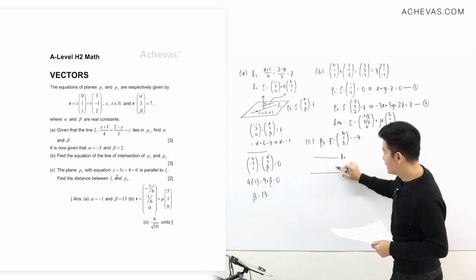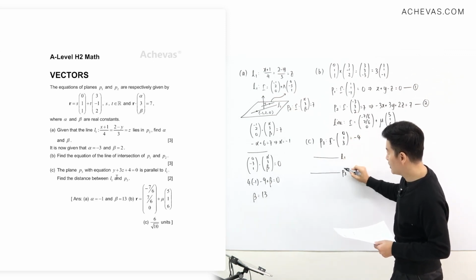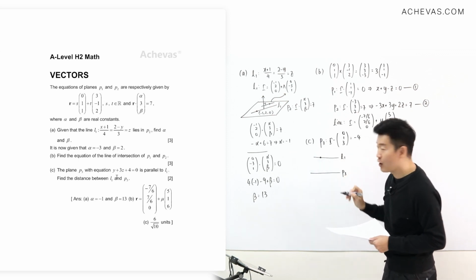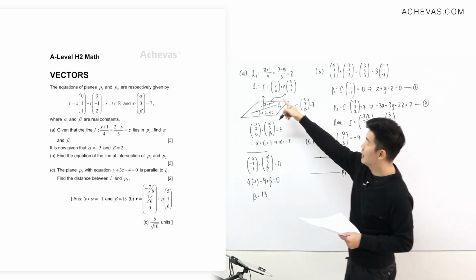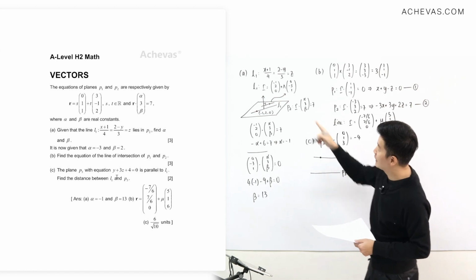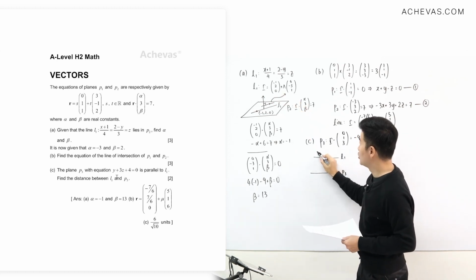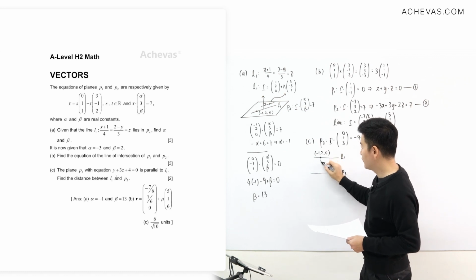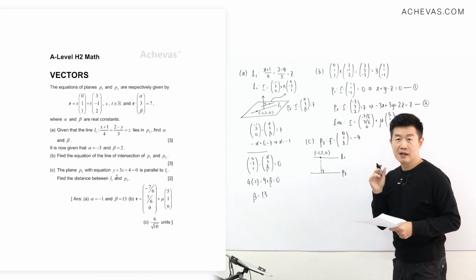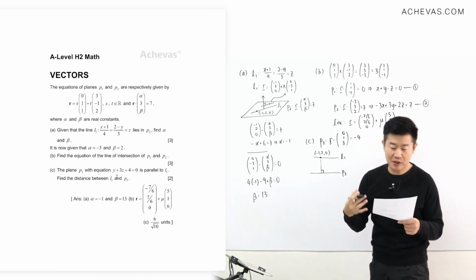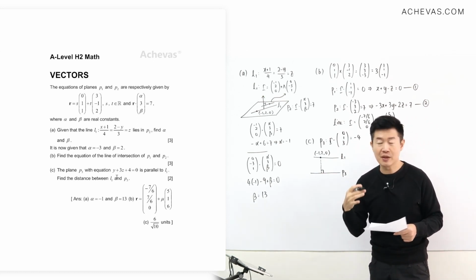In order for us to find the distance between L1 and P3, I am going to make use of a point that is on L1. And this is a good point to use. I'm going to let lambda be equal to 0. So it is going to be (minus 1, 2, 0). So let's try to find the distance between this point and P3, because this distance will also be the distance between the line L1 and the plane P3.